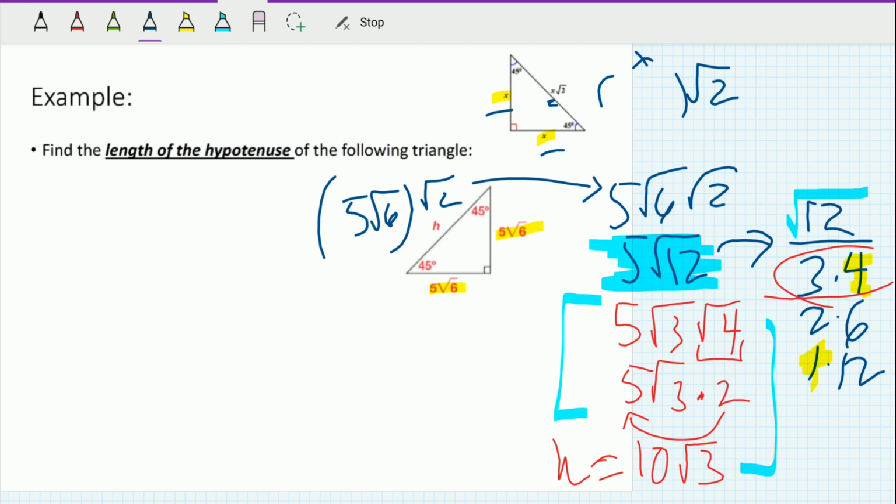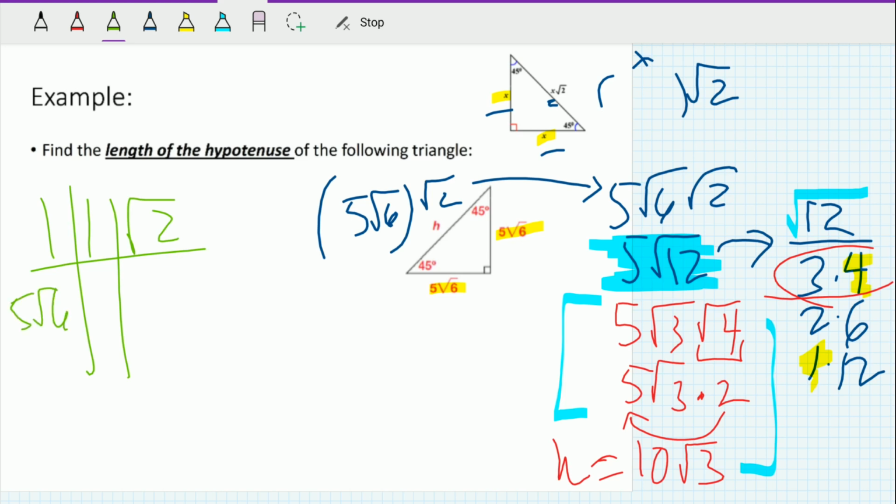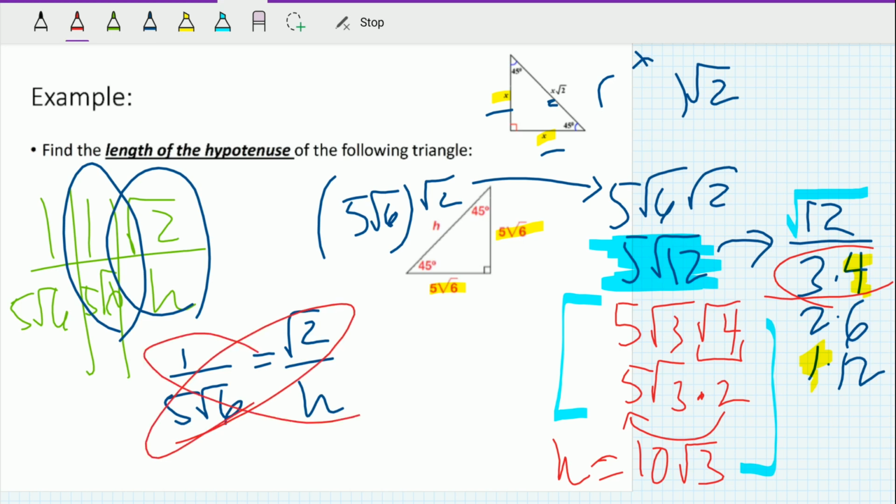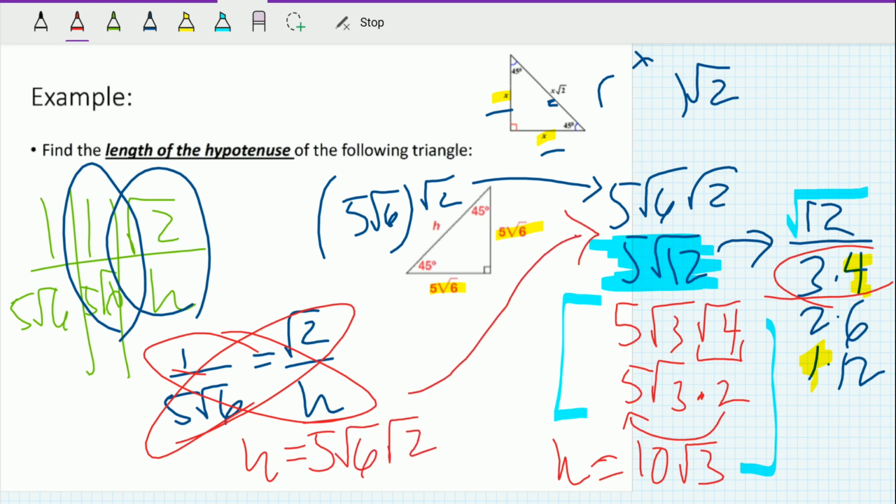All right, now for those of you that tried the table. 1, square root 2. It'll be 5 square root 6, 5 square root 6. And then they used h, so I'll use h as well. And we choose 2 of them. So it'll be 1 over 5 square root 6 equals square root 2 over h. Now I can go ahead and cross multiply. h times 1 is h. And then we end up with 5 square root 6 square root 2, which again, boom, we already did that work there.